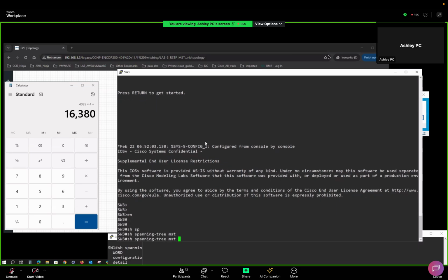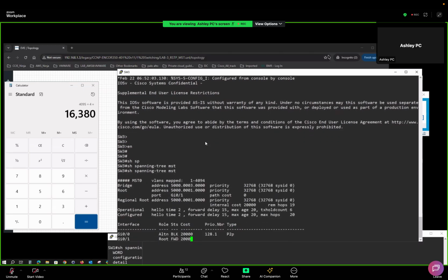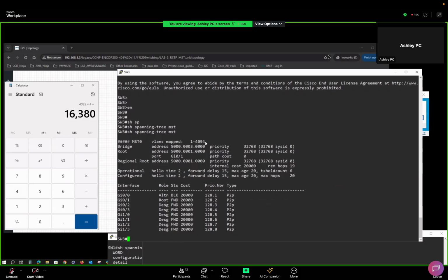So this is spanning tree, MST. Look here, guys, very clearly. What is that? The cost is coming everywhere. It is coming 20,000, right? Everywhere it is going to come 20,000. So this port is saying that it is a block port, and the cost is 20,000.